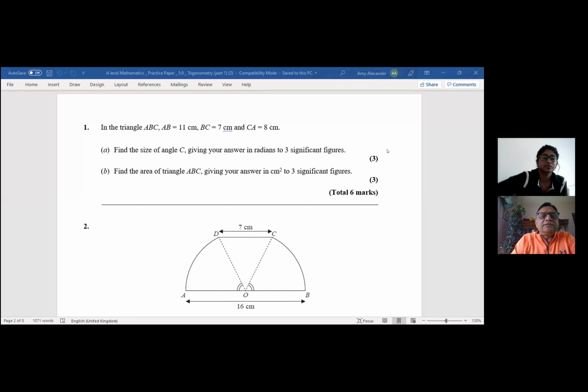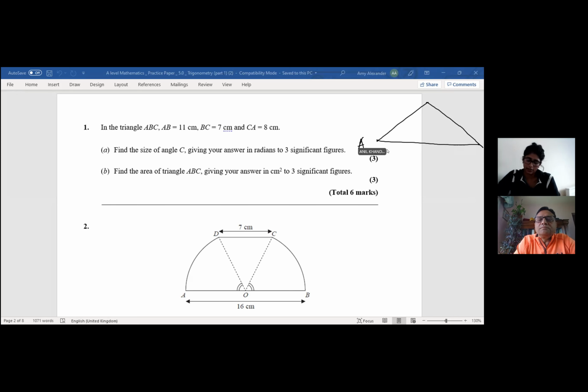What does the question say? Can you please read the question? So in the triangle ABC, AB is 11 centimeters, BC is 7 centimeters, and CA is 8 centimeters. Part A, find the size of angle C, giving your answer in radians to three significant figures. Okay, so I'm just drawing a triangle at random, ABC. I know AB is longer than the other sides, but I'm not making it to scale, okay?